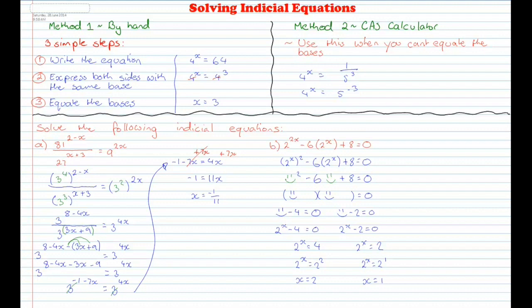Now for part B, what I've got is 2 to the power of 2x minus 6, bracket 2 to the power of x plus 8, is equal to 0. So what I needed to recognise was that I could actually rewrite 2 to the power of 2x as 2 to the power of x in brackets squared, minus 6 times 2 to the power of x, plus 8 equals 0.